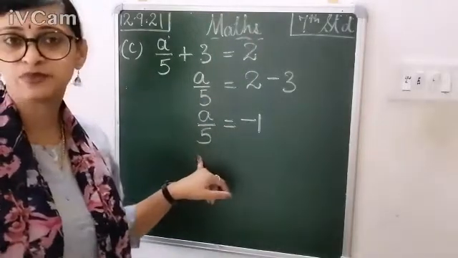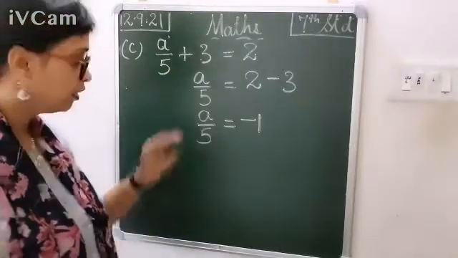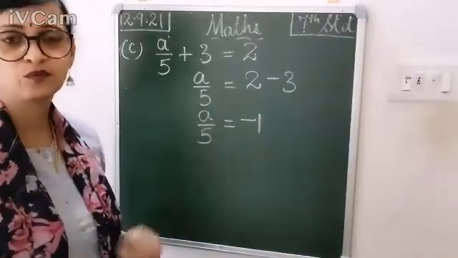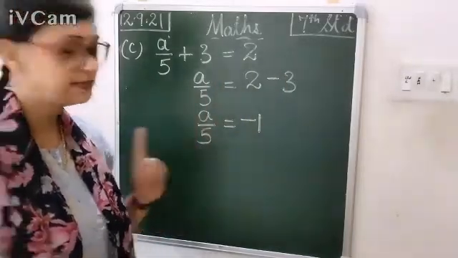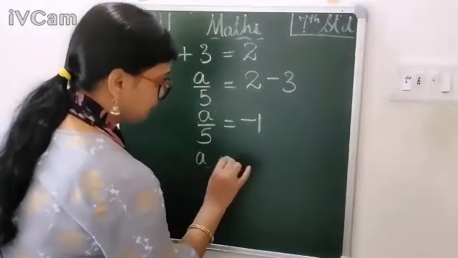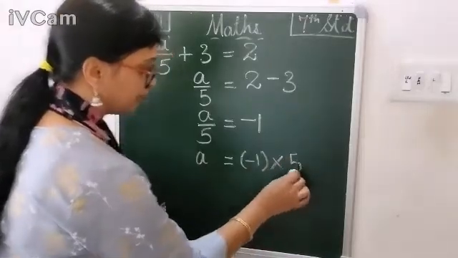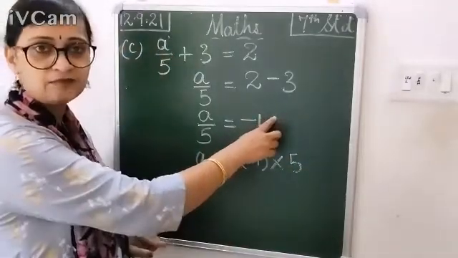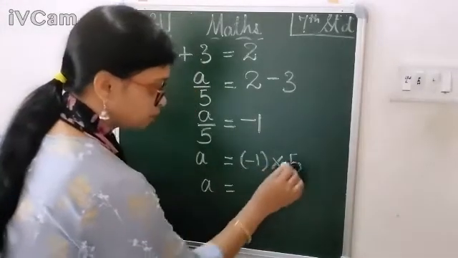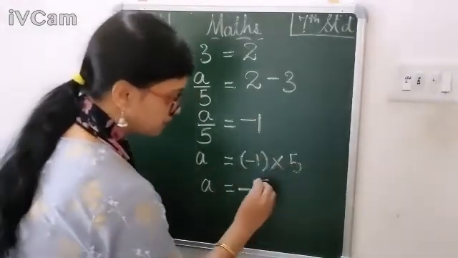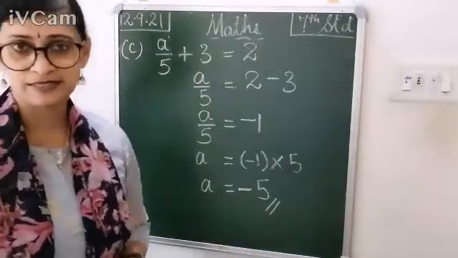And here the sign between a and 5 is what? It is division. Okay, so because it has division sign, what would you do? When it moves to the right hand side, it changes to multiplication. Okay, so a is equal to minus 1 into 5. When 5 comes this side, it becomes multiplication. So the value of a is equal to minus into plus is minus, 1 into 5 is 5. Okay, this is your answer for the third sum.